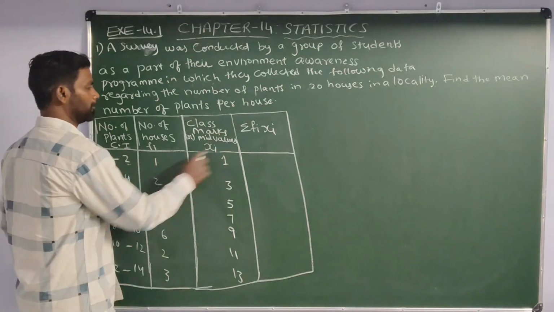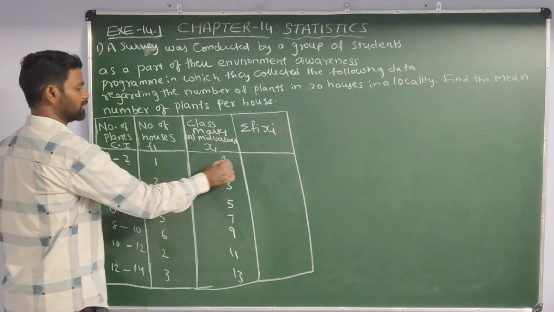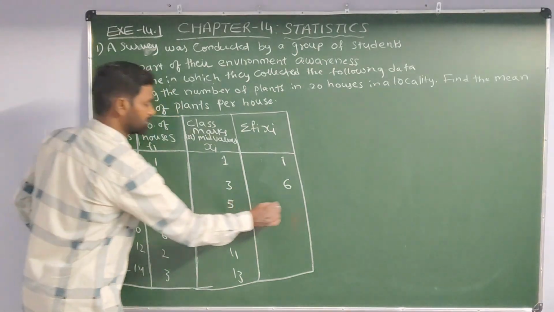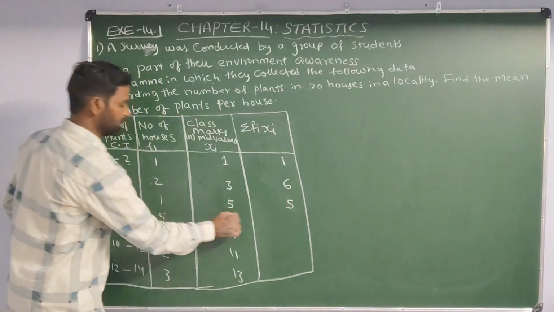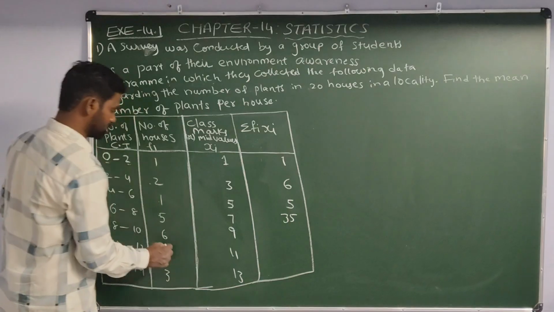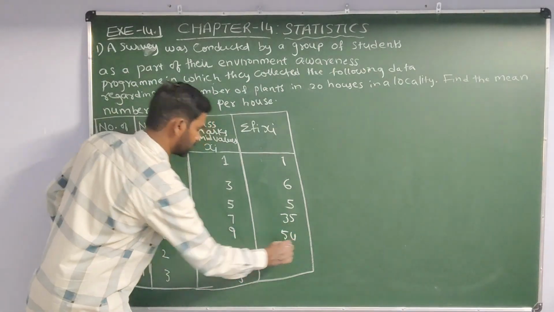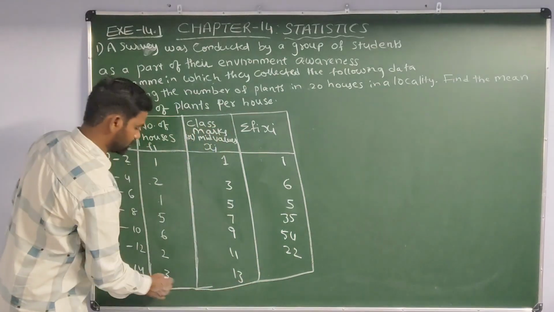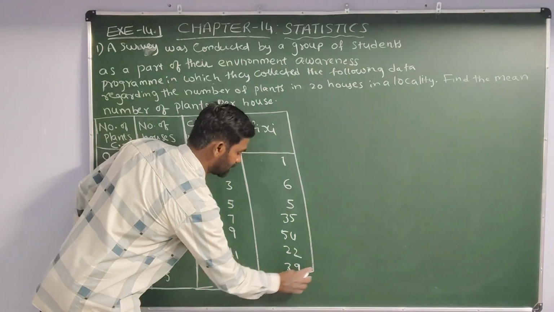So let us multiply fi xi. 1 ones are 1. Next, 2 threes are 6. 1 five is 5. 5 sevens are 35. Next, 6 nines are 54. 2 elevens are 22. 13 threes are 39.